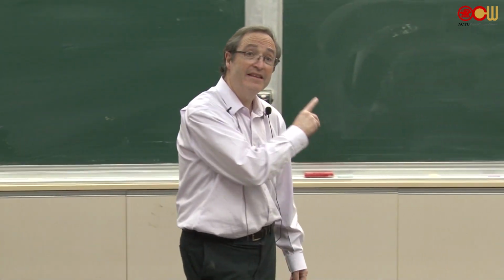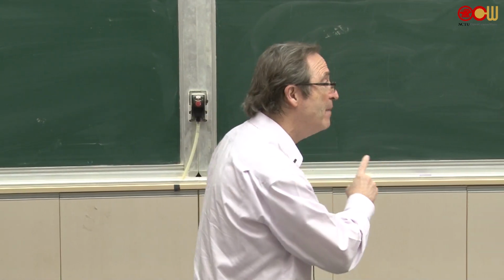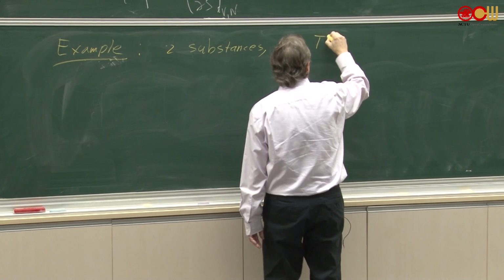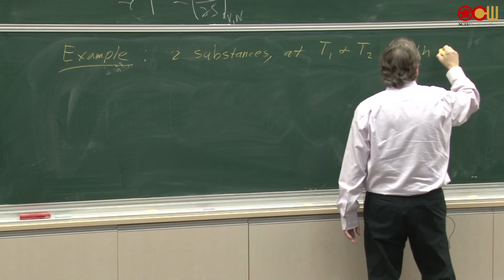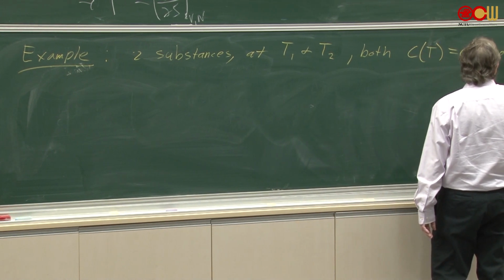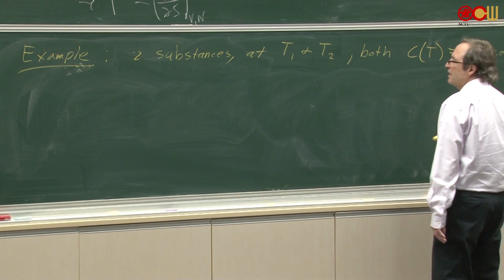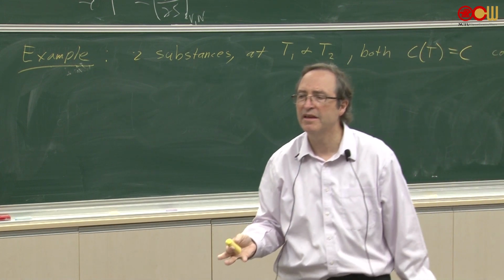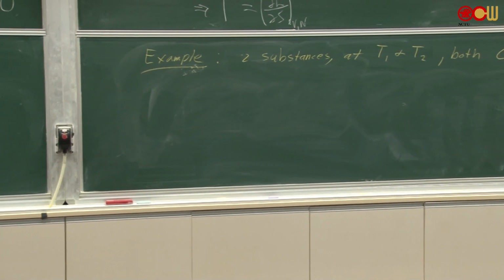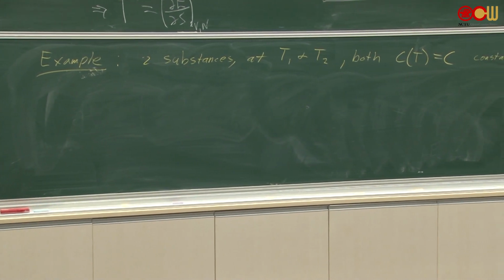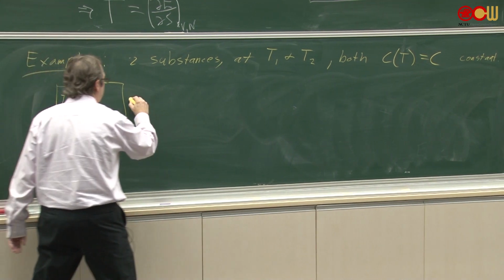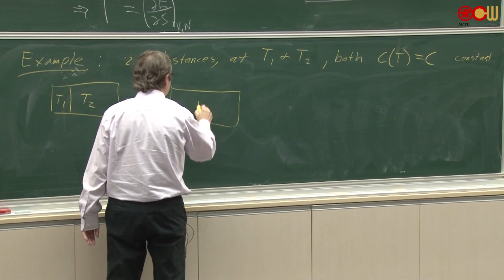All right. In order to make this more concrete, let's do an example. So we're going to have two substances at T1 and T2, both with C of T equals C, a constant. It's not too hard to do it with C not being the same for the two, or even varying with temperature. But I just want to get the math as easy as possible. So you bring these two together, and it's going to end up at some T final.